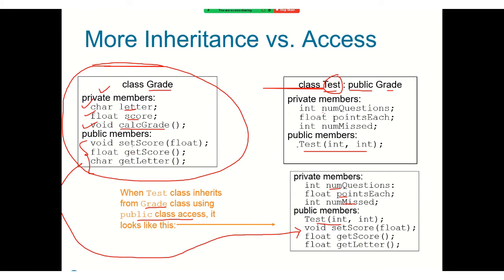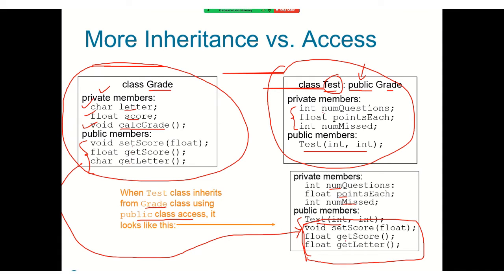So we did not define these functions within this class, but since it is inherited through public class access here, the test class has, as usual, these private members, but in addition, they have these following public members. That means these members, set score, get letter, are derived from here. So that is the essence of your inheritance.